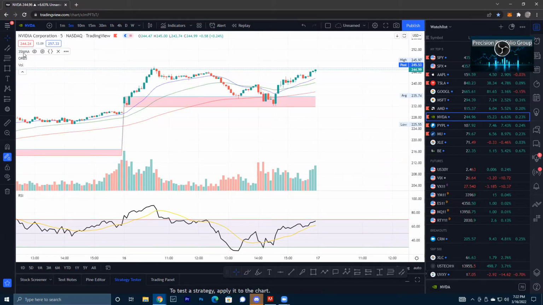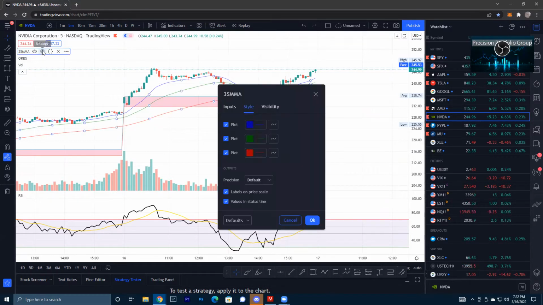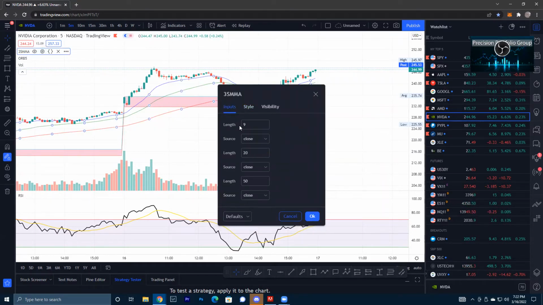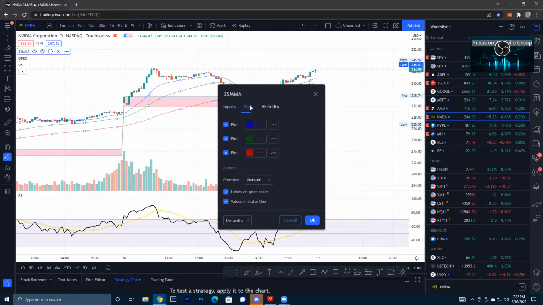Now, once you have the 3 SMAs up, I want you to go to the settings and input these settings here. So the length will be 9 for the 9 moving average. The next one will be 20 for the 20 moving average, and the last will be 50 for the 50 moving average. Okay, you can set up the style however you like. Right now I have the 9 as blue, 20 as green, and the 50 as red.